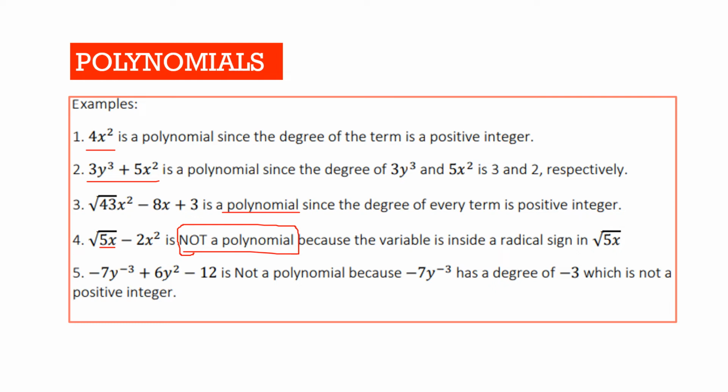And for number 5, we have the expression negative 7y raised to negative 3 plus 6y squared minus 12, which makes it not a polynomial because in our conditions a while ago, it is not a polynomial if the exponent of the variable is a negative number. So it should be a positive integer. Numbers 1, 2, and 3 are polynomials, but 4 and 5 are not polynomials. But still, they are considered algebraic expressions.